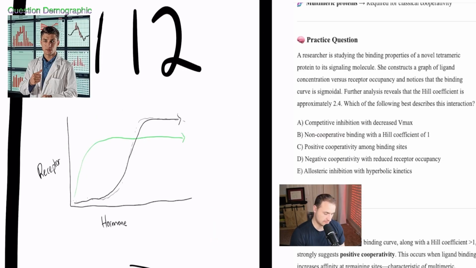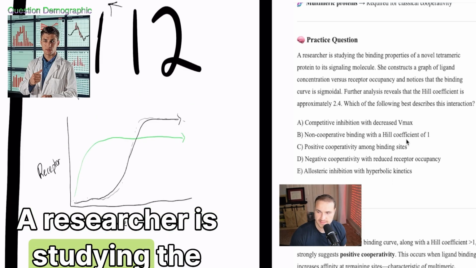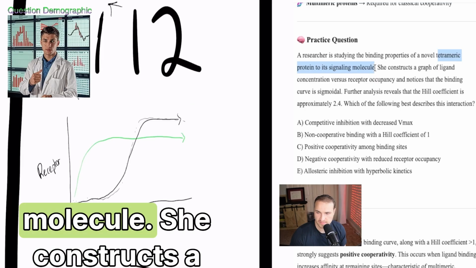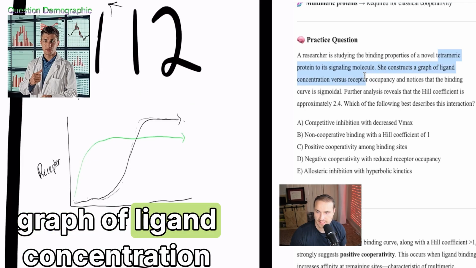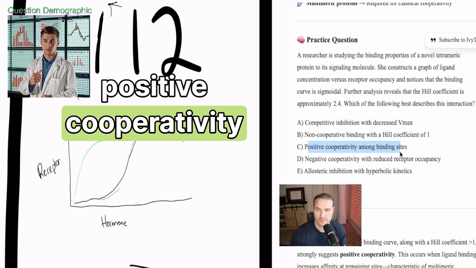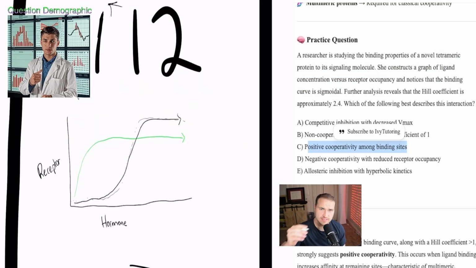All right, next question. A researcher is studying the binding properties of a novel tetrameric protein to its signaling molecule. She constructs a graph of ligand concentration and notices the binding is sigmoidal. That means positive cooperativity among the binding sites. So the receptor-ligand binding curve has a sigmoidal shape with a steep increase in the binding over a narrow range of hormone concentrations. All right, so this is just a question about cooperativity. This graph right here is going to be a cooperative graph, the sigmoidal shape, whereas this one is not the cooperative graph. Cooperative, sigmoidal. That's all we need to know.